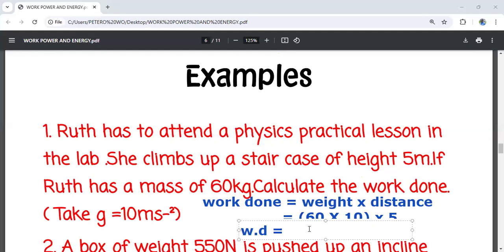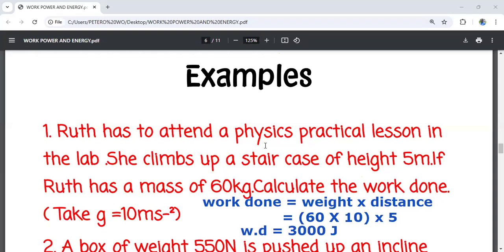Okay, our answer is 3,000. No, no, it's 3,000. Okay, the answer is 3,000. School recreation. The answer is 3,000 and it is in joules.